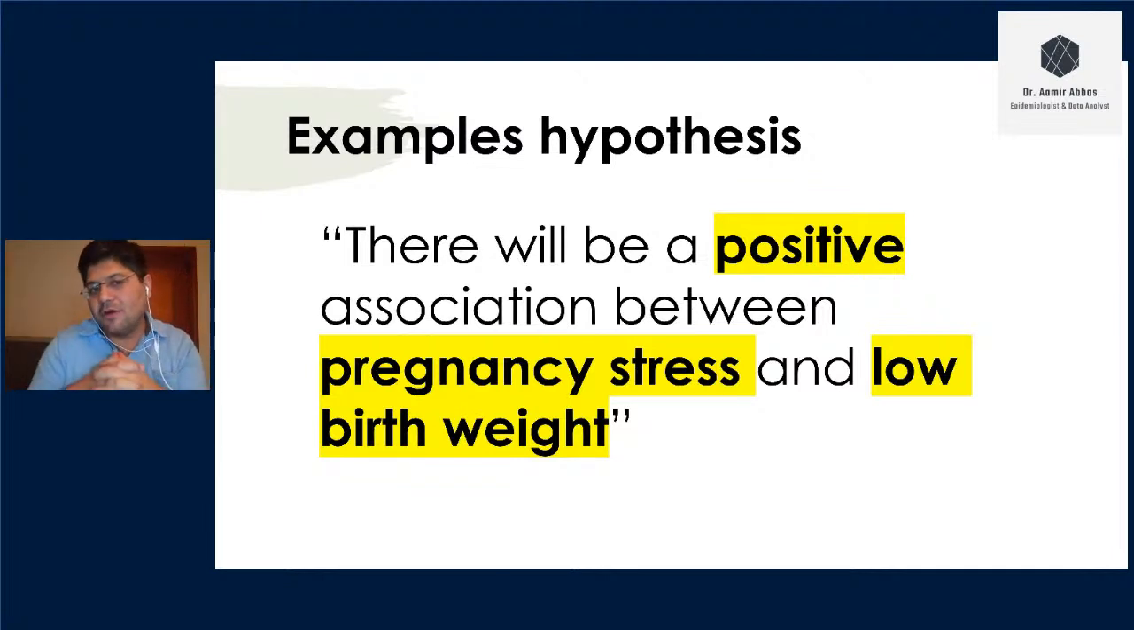Because that is the word which is showing the relationship, whether there is a positive relationship, no relationship, or a negative relationship, right? And obviously, when you're making a hypothesis, you intend to claim that there is some relationship, so there has to be a positive or negative relationship there. And the two factors: the exposure is hypothesized to be pregnancy stress, and the low birth weight is hypothesized to be the outcome. So that is one specific example in this context.